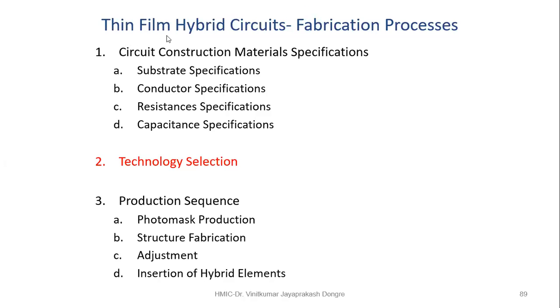So in the thin film, in the hybrid technology, these are the fabrication processes. In the last lecture, we have finished the first point, that is the circuit construction material specifications. So this we have discussed, that is for the substrate, for the conductor, and for the resistor, capacitor. What material we are using, that we discussed. Now we are going for the technology selection.